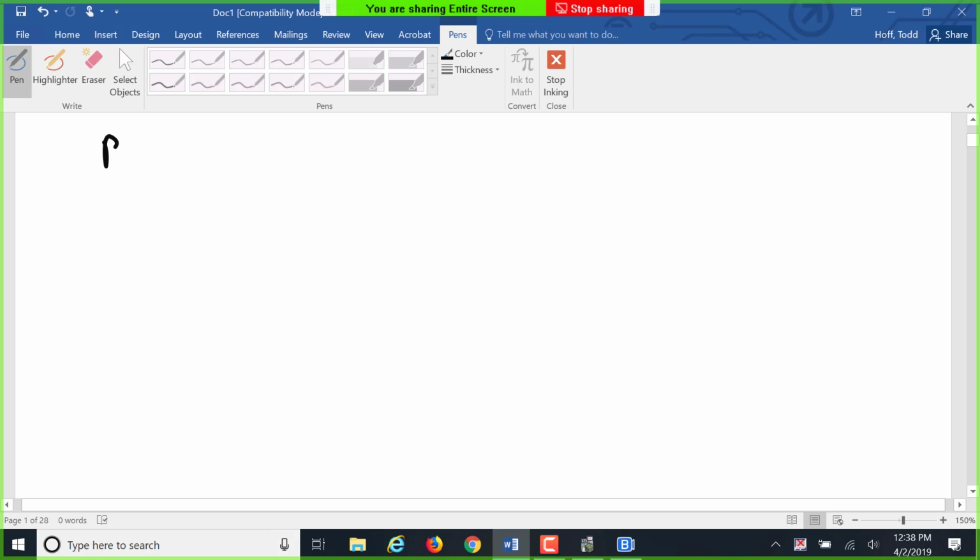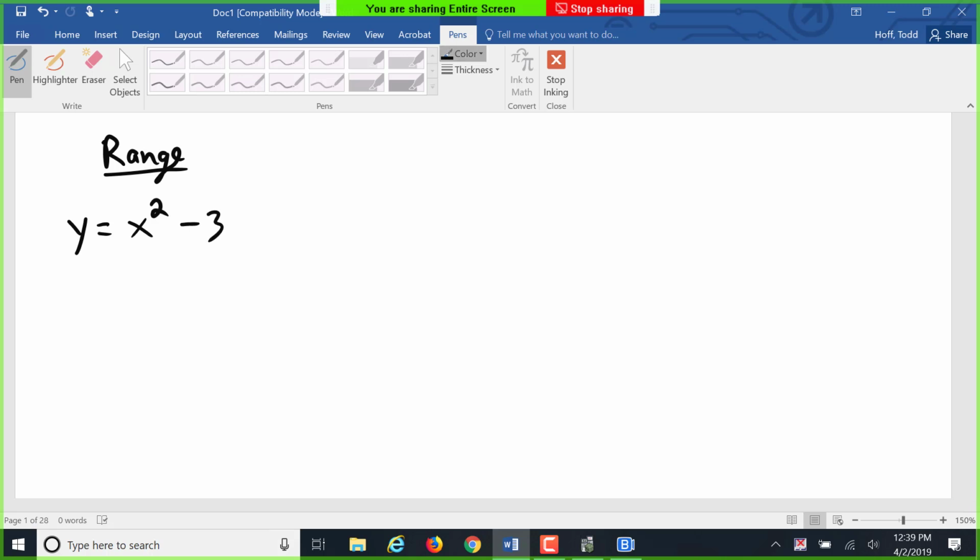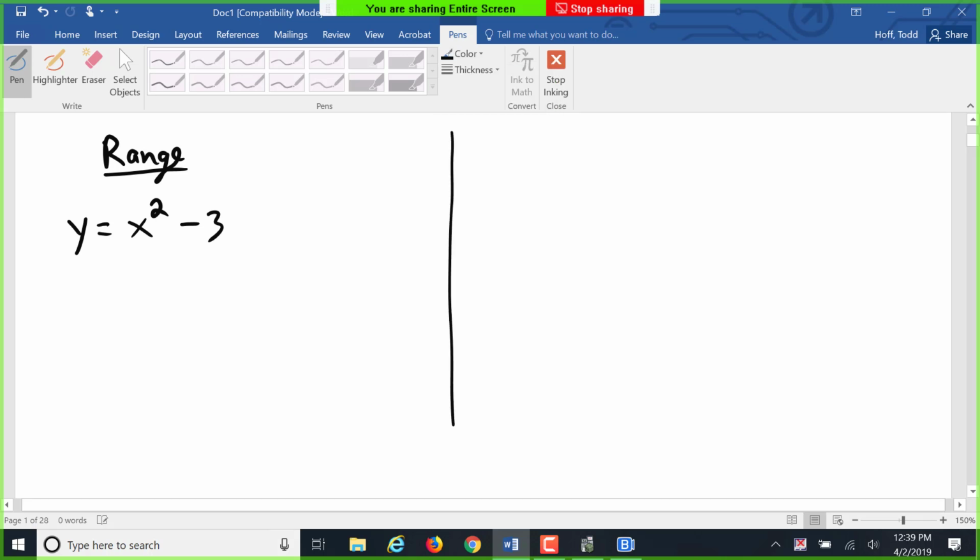the range. The range of a function can be tricky to figure out, but generally it's simpler to do. If we have something like y equals x squared minus 3, which is a function, if we go to graph that, it's going to look like this.